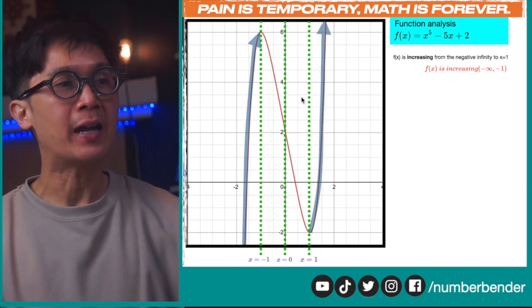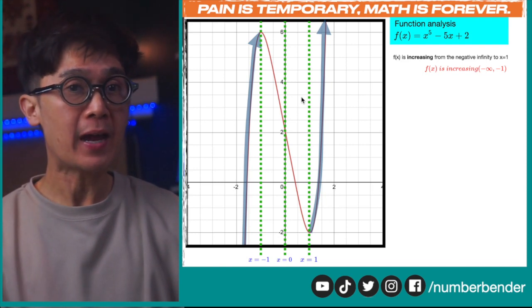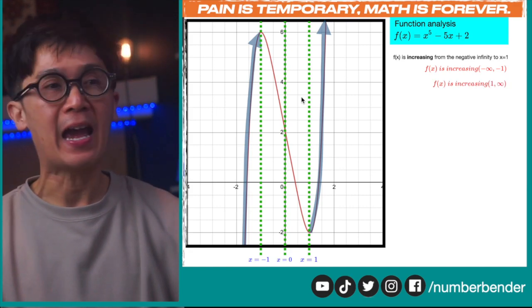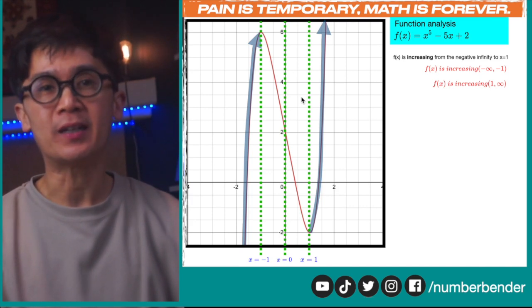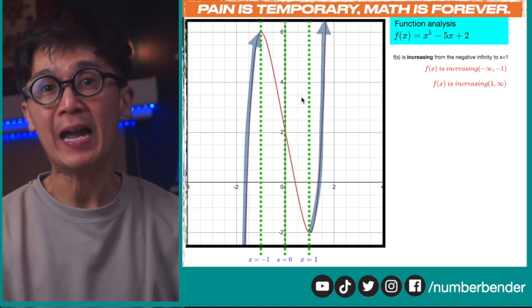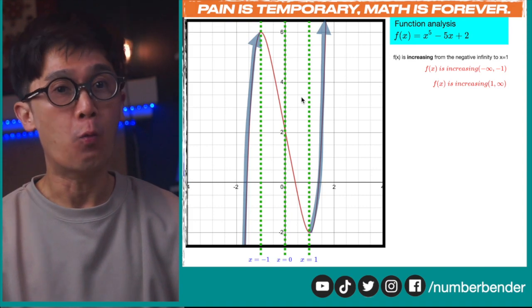At ang interval na yan ay from positive 1 all the way to the positive infinity, or to the right side of our Cartesian coordinate. So we can write it as f of x is increasing from 1 to infinity using this open parenthesis na ginagamit natin, or you can also write it down as x greater than 1.